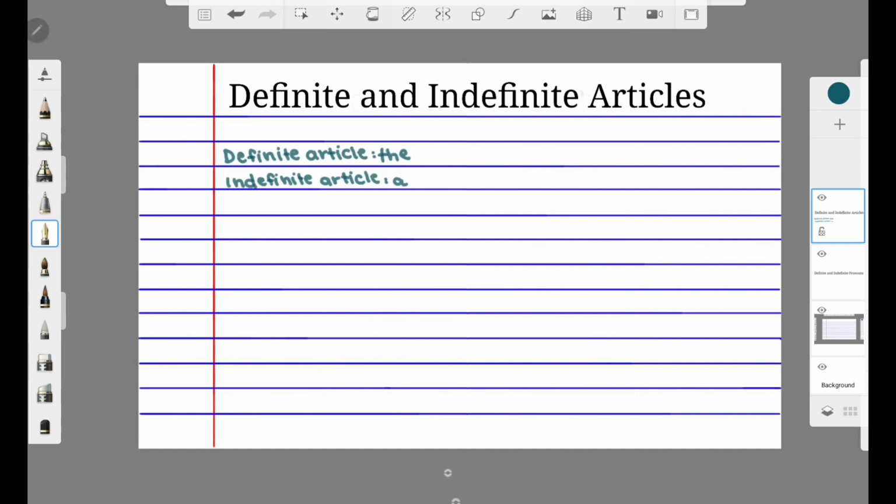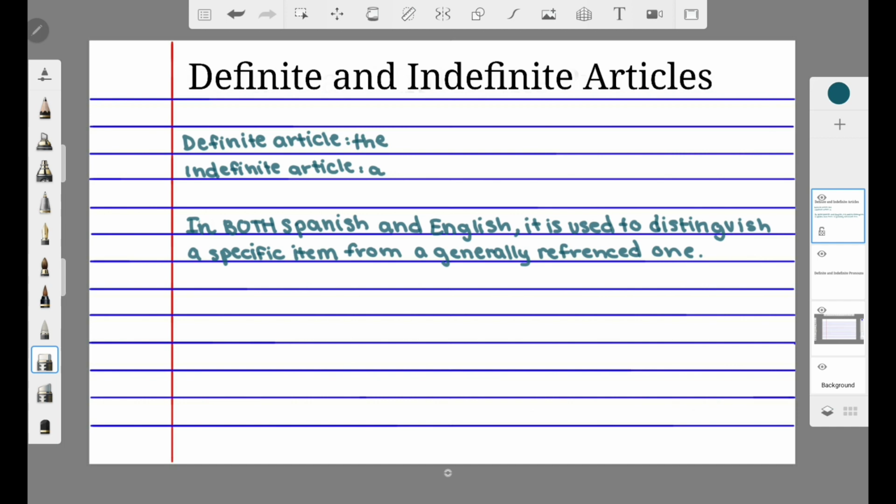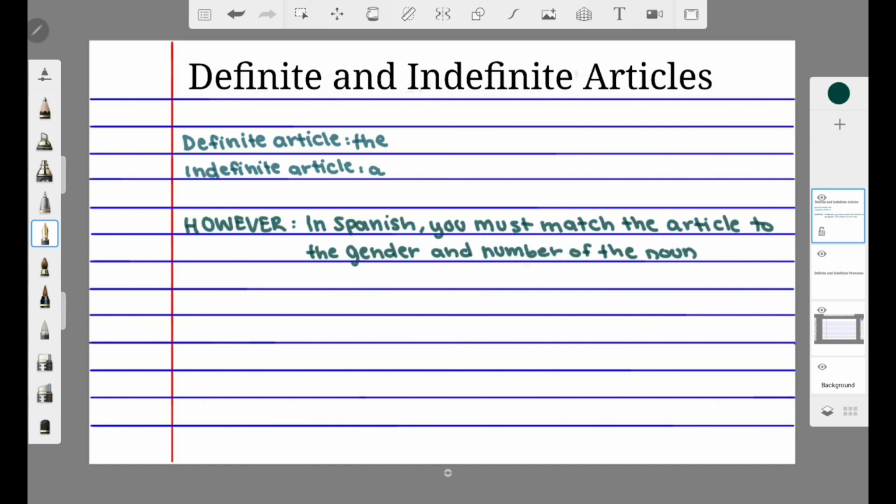So let's get started. In English, the definite article is "the," and the indefinite article is "a" or "an." In both Spanish and English, definite and indefinite articles are used to distinguish between a specific item and a generally referenced one. For example, if we're referencing a specific apple, we can talk about it as "the apple." That one right there, the apple. Versus if we're just talking about apples in general, we might just say "an apple." Any apple, not any specific apple.